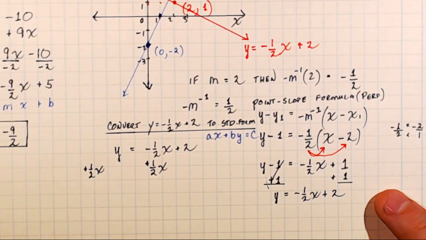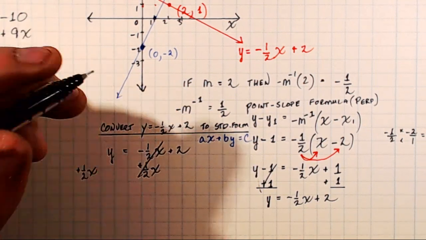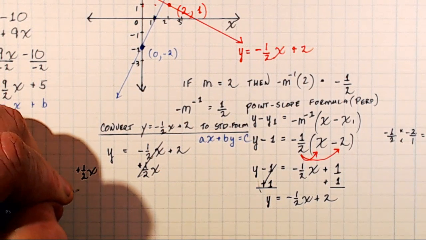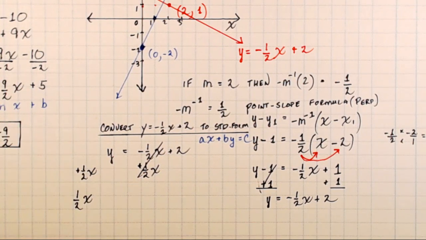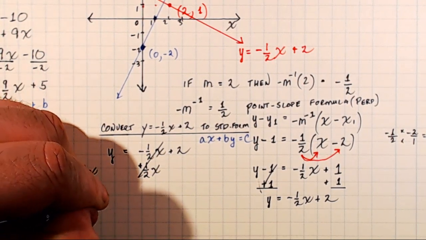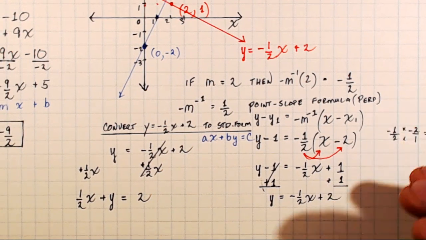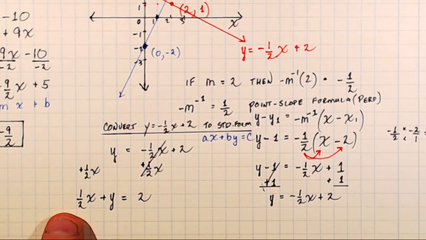All right, so here we have to look at our form and think about how we're writing this. So these cancel. Over here I have 1/2 x. I want the x term up front, 1/2 x, and then y is positive, so plus y equals 2. Okay, so the question is, are we done? No. We are not done because the leading term is a fraction, and I said everything had to be a whole number.